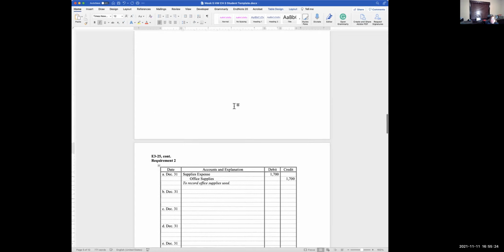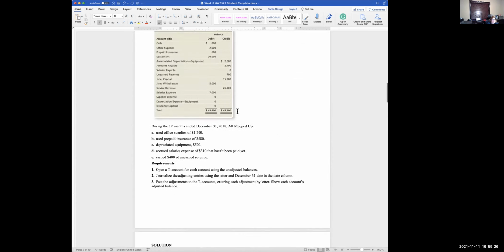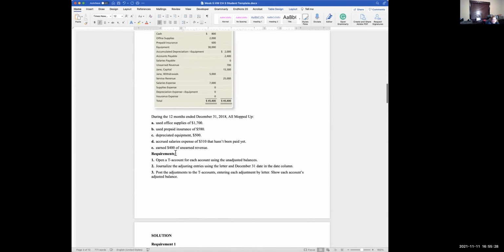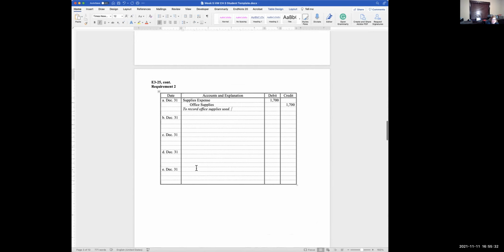Okay. And then let's do the last one where we earned $400 of unearned revenue. So if we scroll down to E, that means we earned revenue. So we're going to debit the unearned revenue because that is a liability account and we're decreasing it by $400. And then we're going to enter here our service revenues because that is what we earned of $400.